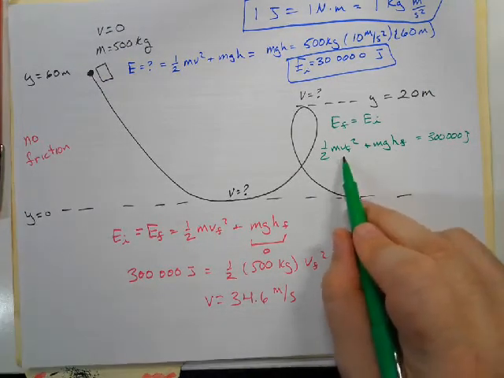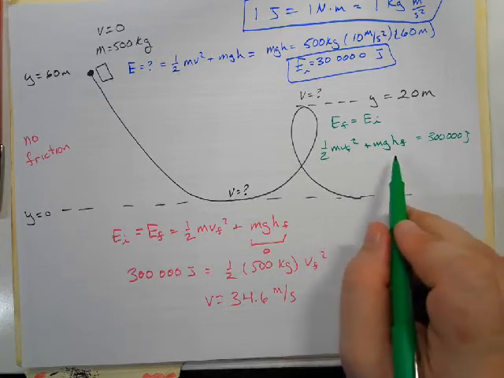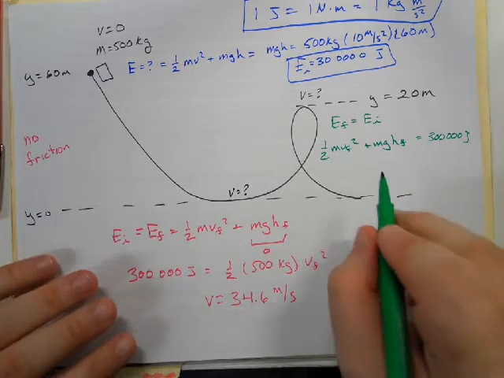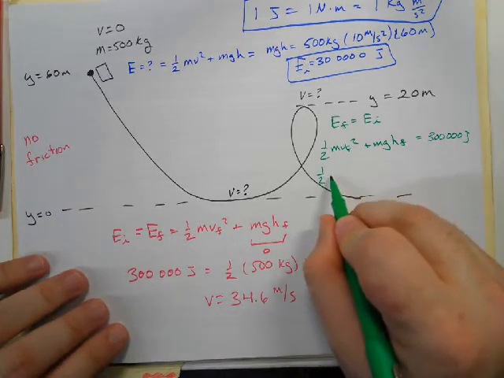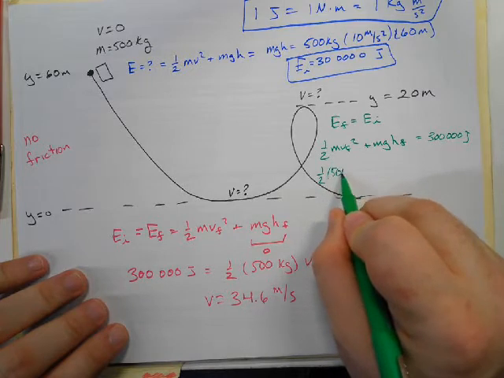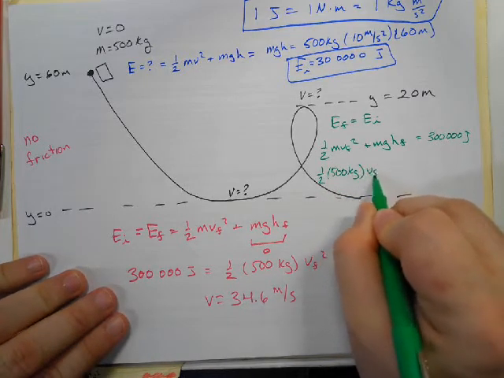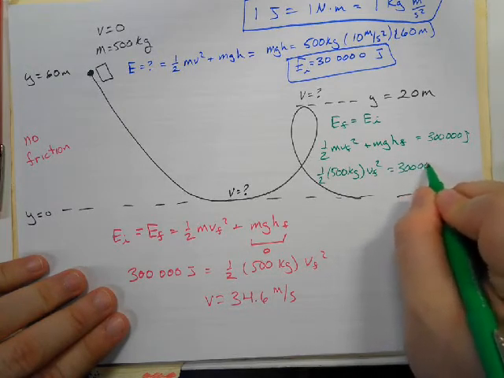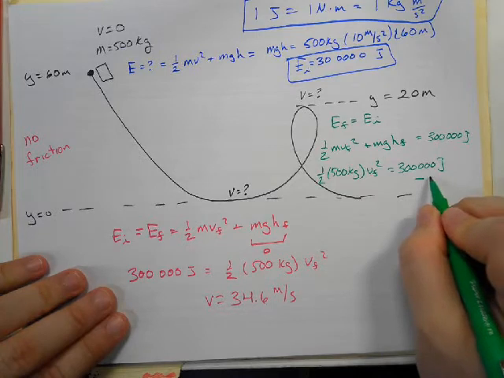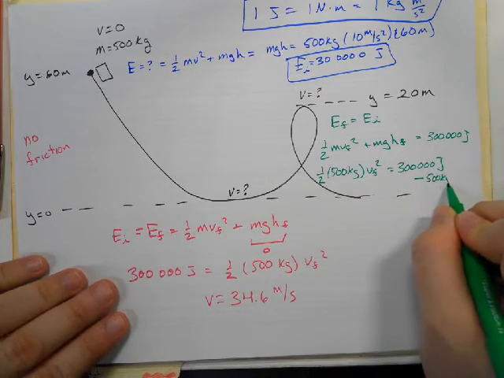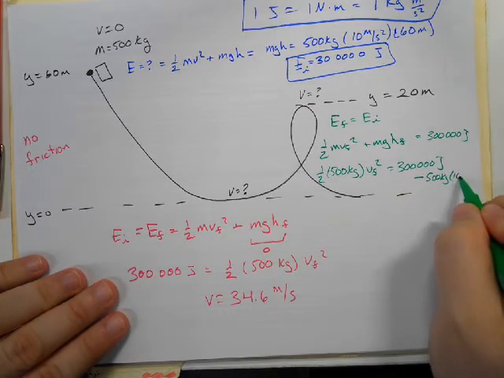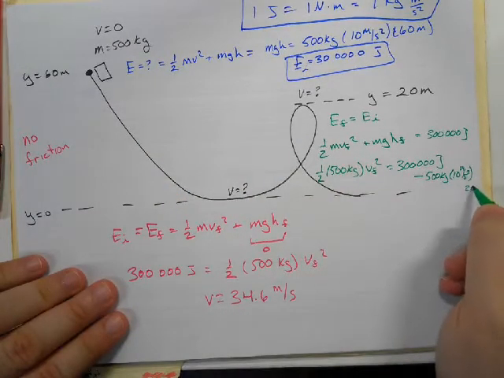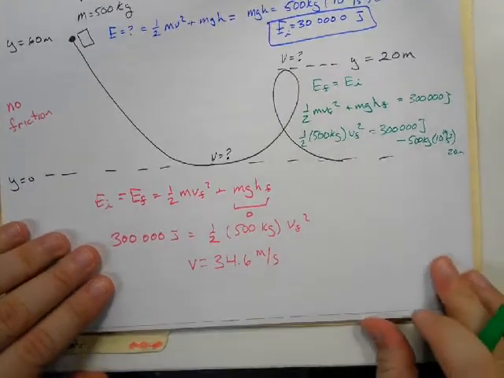So now we have to account for both of these. Neither one of these is 0. So we'll have 1/2 times 500 kilograms times V final squared is 300,000 joules minus 500 kilograms times 10 meters per second squared times 20 meters.